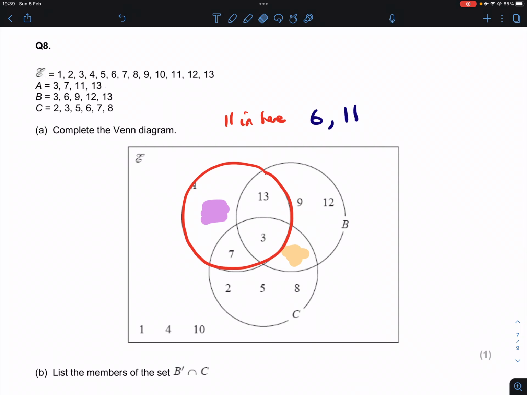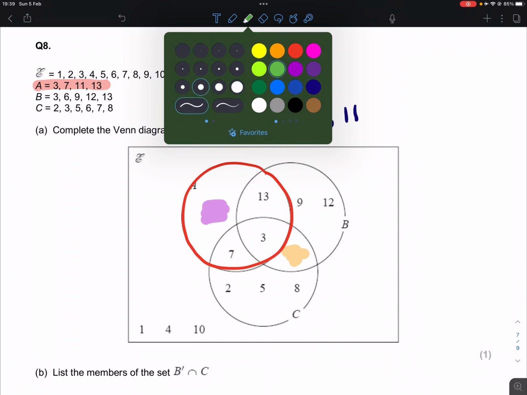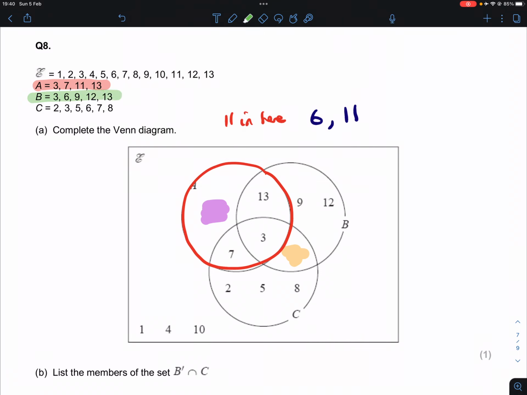Let me just make this a little bit clearer. Let's then look at set B. We're told that the numbers 3, 6, 9, 12, and 13 are going to be in B. So here we have 3, 12, 6, 9, and 13. 6 is the only number that's missing there, so you'd be forgiven for thinking straight away that 6 is going to be in there, but we don't officially know that yet. So let me just write that 6 is going to be in that green circle, but exactly where, as of yet, is to be determined.